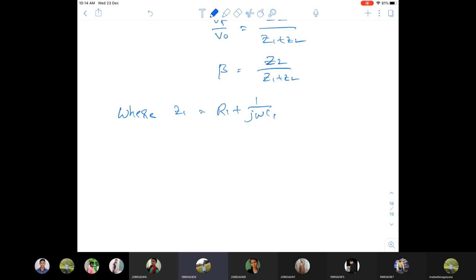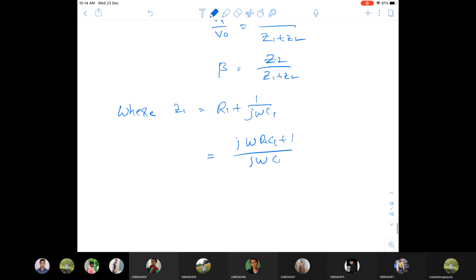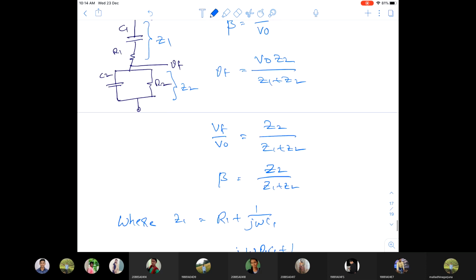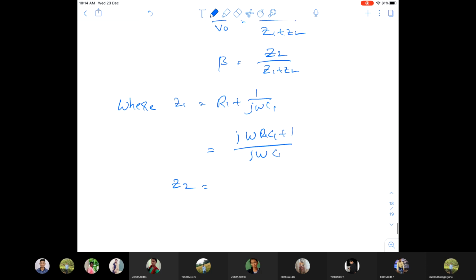So this is R1 plus 1 by j omega C1. So that is equal to, I can write j omega R1 C1 plus 1 by j omega C1. So I took the LCM of j omega C1. Similarly, Z2 is nothing but what? What is Z2? Both are in parallel here. R2 and C2 both are in parallel. So R2 parallel to 1 by j omega C2.